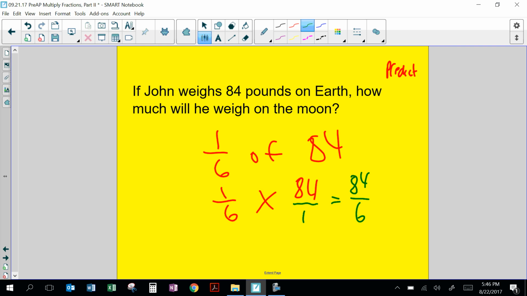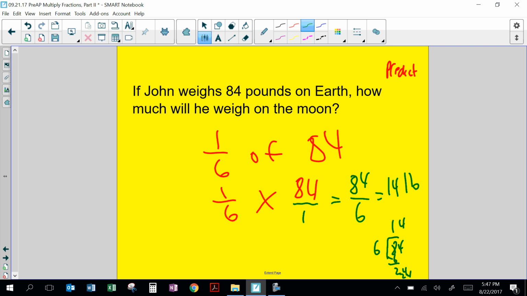Can we simplify this? Can sixes go into 84? I think it goes in perfectly if I'm not mistaken. How many sixes go in 8? One time. We have 6. Remainder's 2. Bring down the 4. How many groups of sixes go in 24? 4 times. So we're done. So 14 pounds. Wow. So if you're on Earth, you weigh 84 pounds.